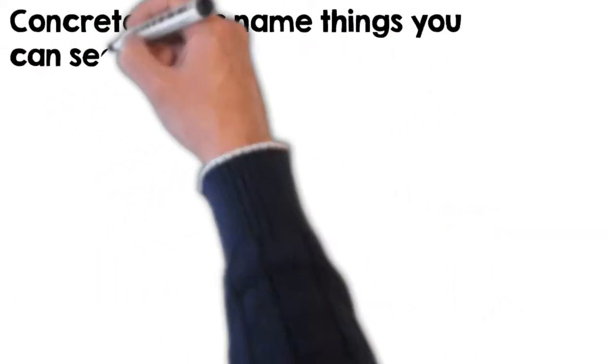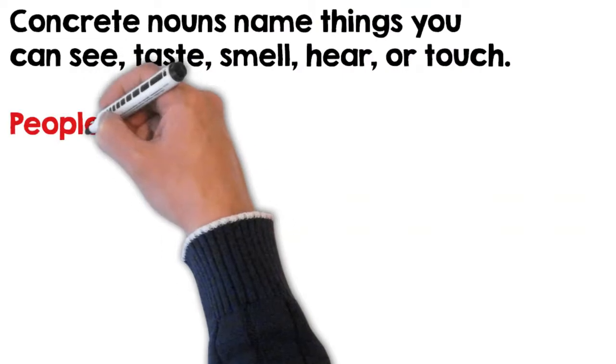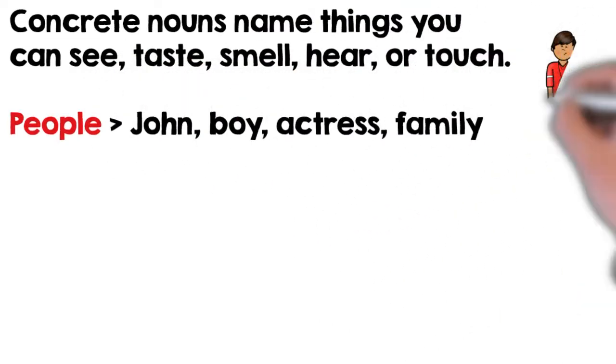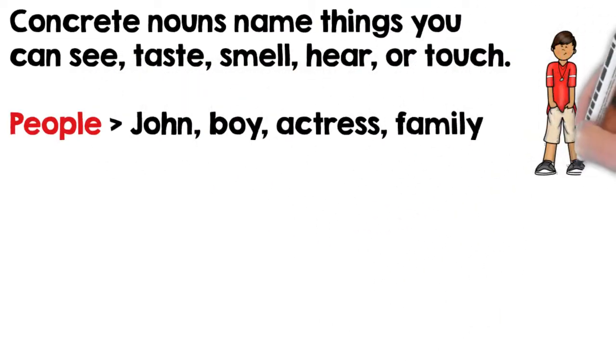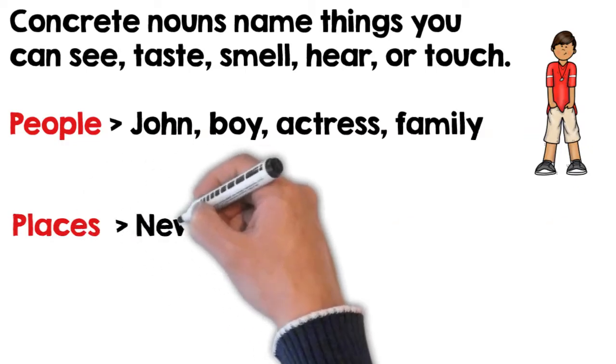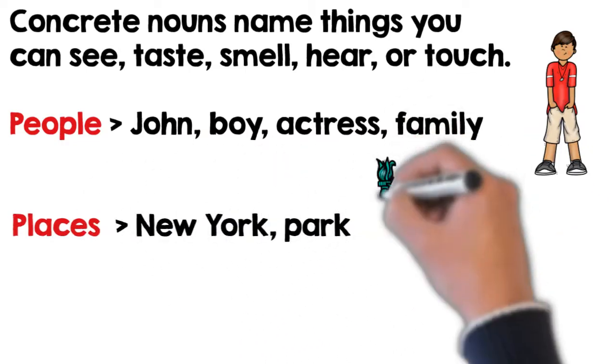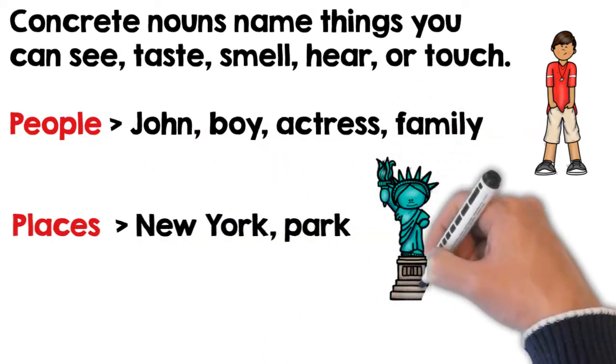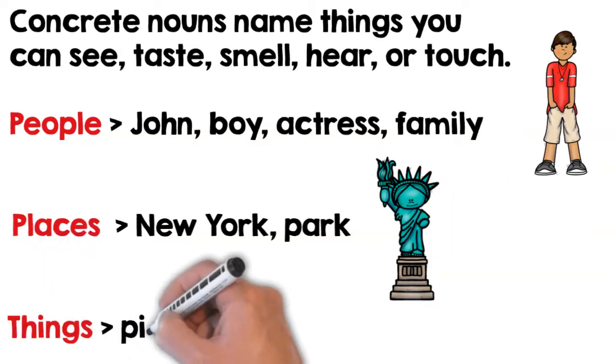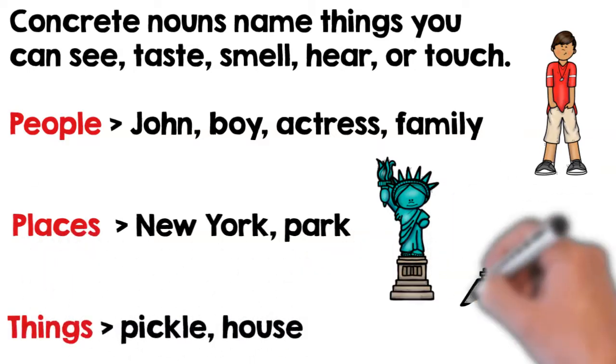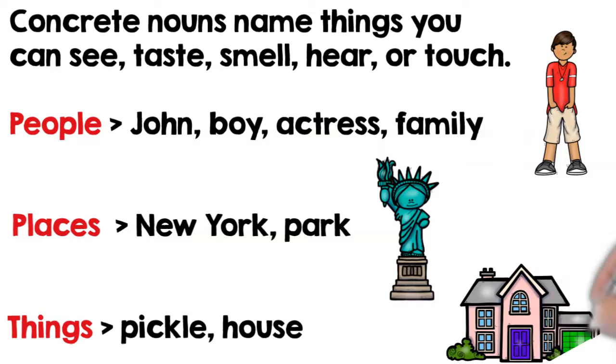Concrete nouns name things you can see, taste, smell, hear, or touch. Some examples include people: John, boy, actress, family. Places: New York, park. Things: pickle, house.